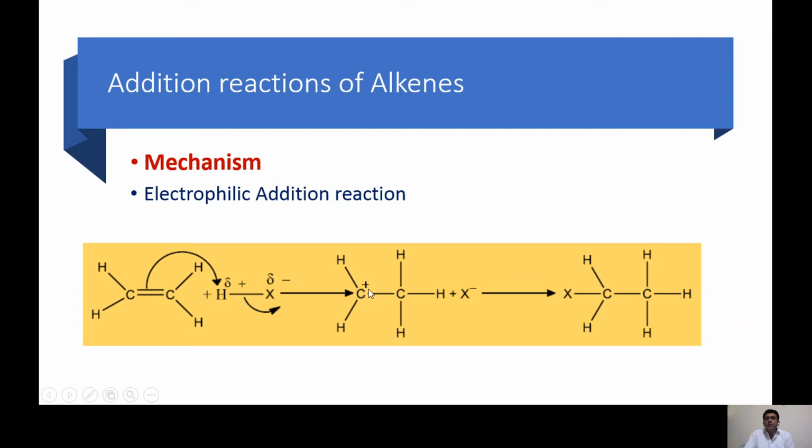This carbon which has the positive charge is called a carbocation. This electrophilic addition is not a single step, it's a two-step process. First, the electrophile is going to add, and the carbon gets the positive charge, and then this negative ion, meaning halide ion, will attack on this carbon, and we are getting the product. So this is the electrophilic addition of the halogen acid to the alkene.